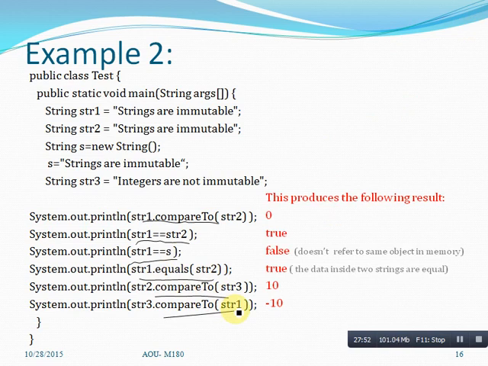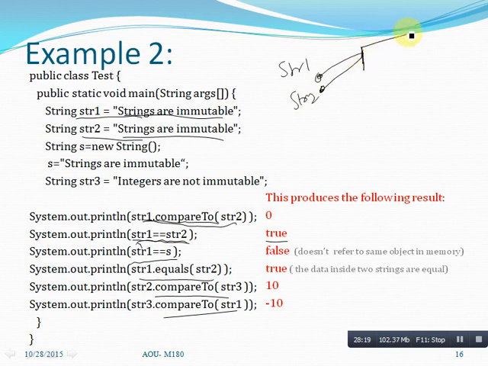The first thing is str1.compareTo(str2), both are the same. So compareTo will give 0 if the contents are the same. The second thing is str1 == str2 returns true because these are created in the declaration format. So str1 and str2 are both referring to the same memory location where the immutable value is present. So it returns true.